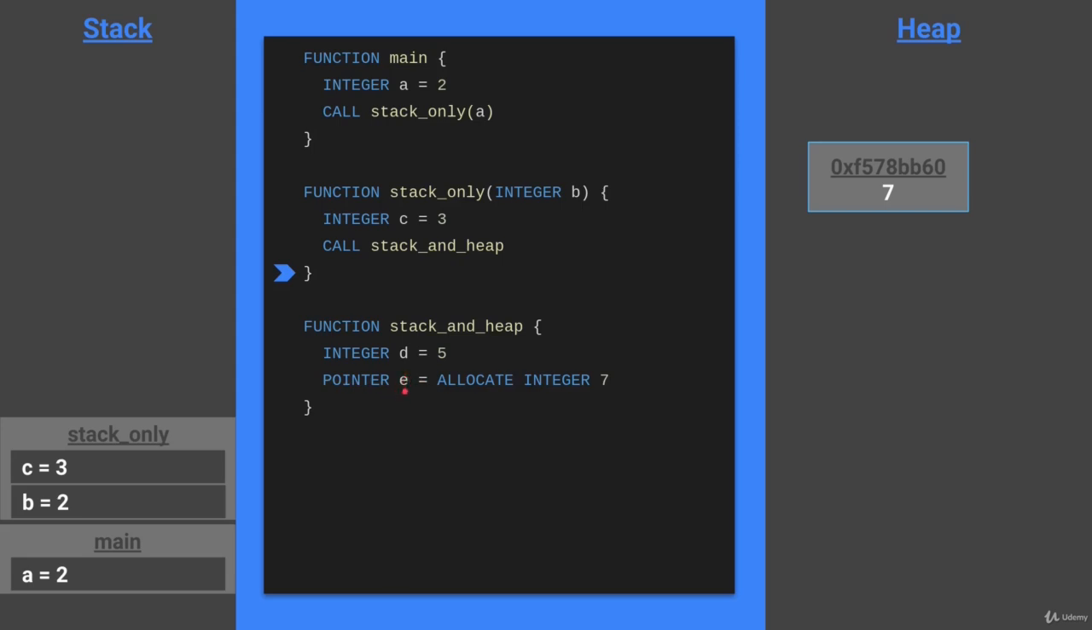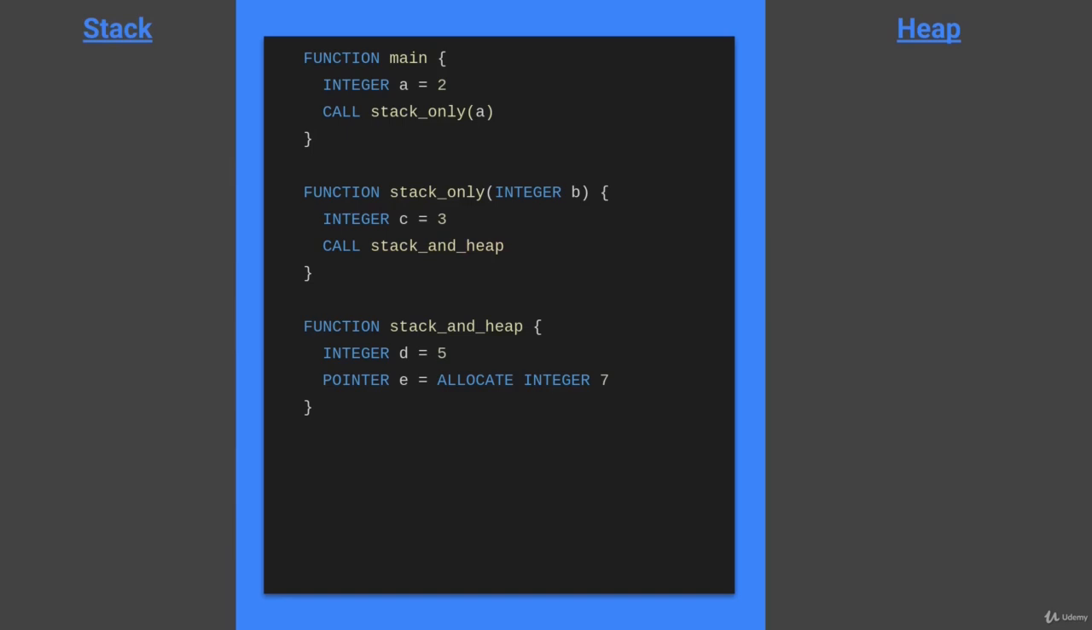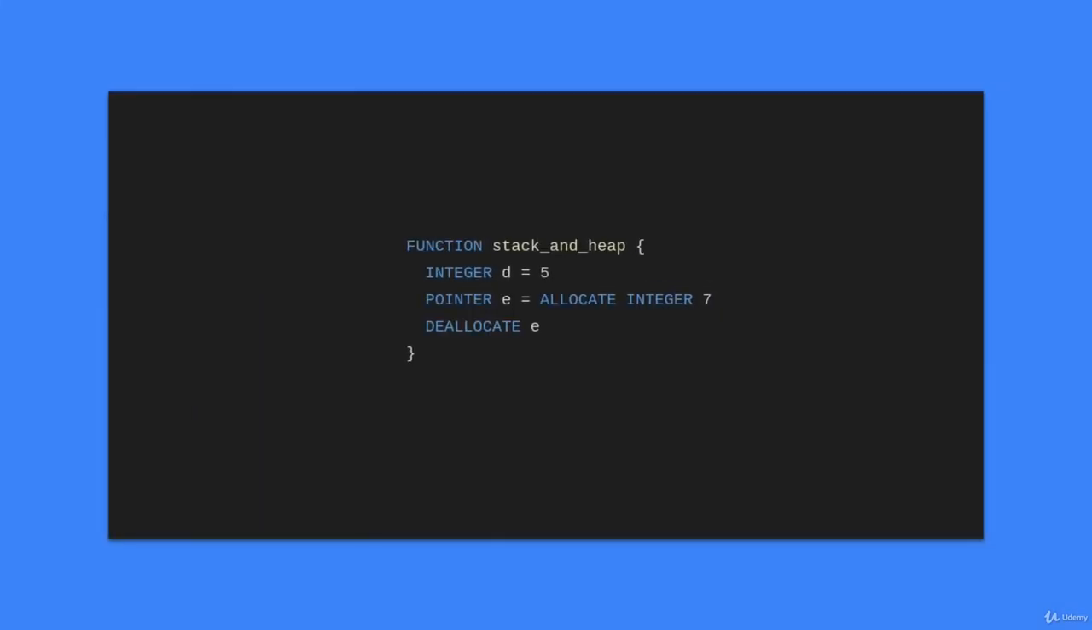We no longer know where we allocated memory, but the memory is still there. This memory cannot be reused. So in this case, we have a memory leak because this memory will stay here until our program exits. And there's nothing we can do about it now. If we keep following the execution, we exit the stack only function, then we exit the main function, and when our process exits, our memory is released. We have to remember that we always need to deallocate manually the memory that we have allocated on the heap. This is crucial.